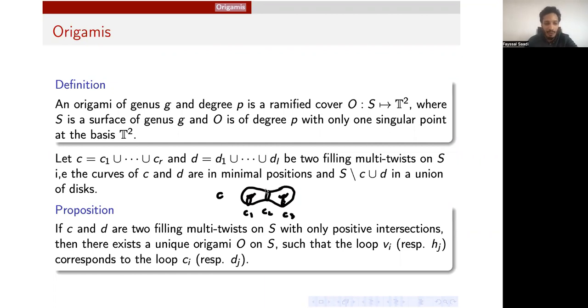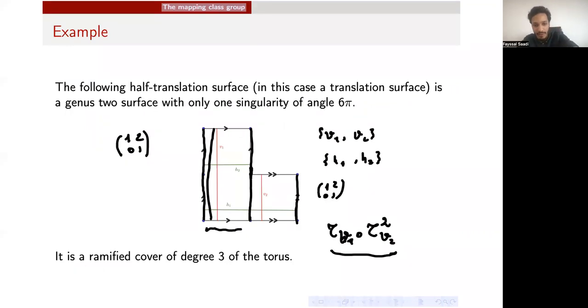And actually, if you have two filling multi-curves, then we can always associate an origami to them, such that every CI, together with the HI, is exactly the HI on the origami. And remember, the HIs, or VIs, are the loops that correspond to the cylinder. So if you have an origami like this, V1 will be the curve that corresponds to this vertical cylinder.